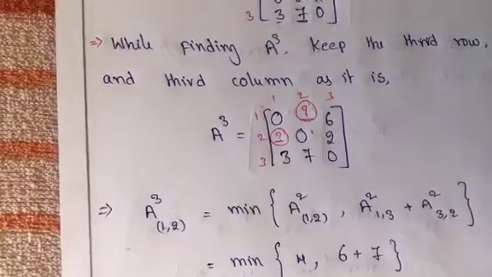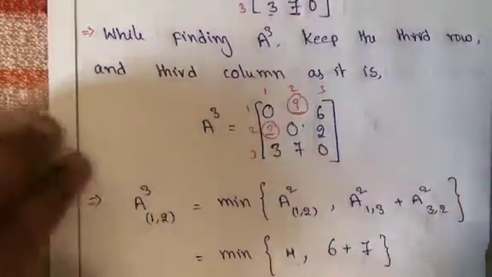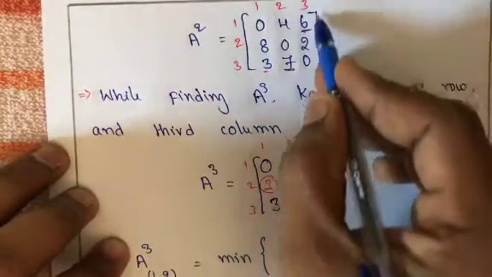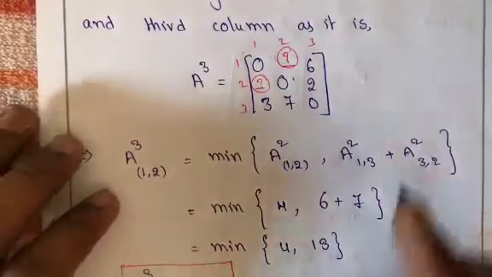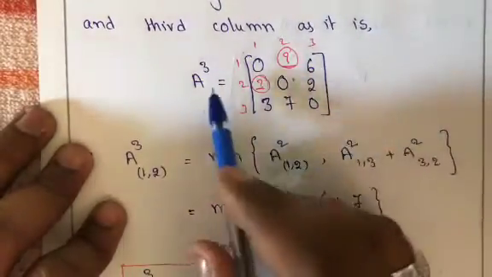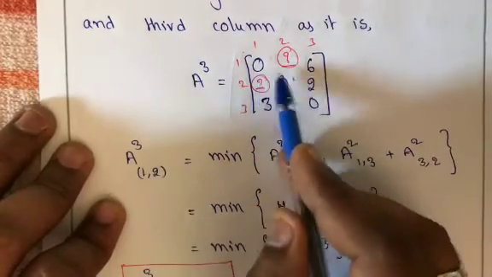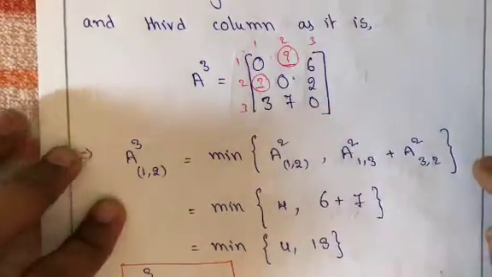Right. So while finding A3, keep the third row and third column as it is. By keeping those as they are, my matrix A3 becomes 0. All the diagonal elements should be 0. I need to identify these two values; the other values remain the same.